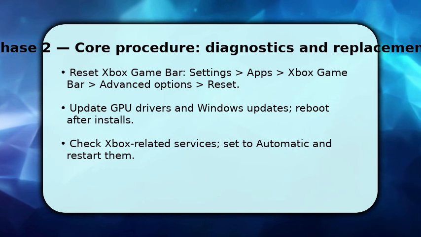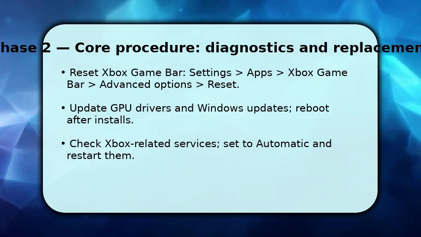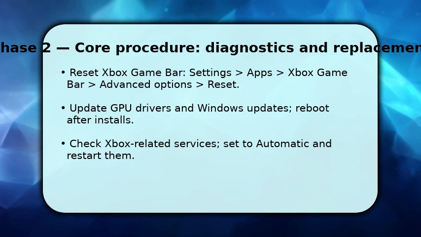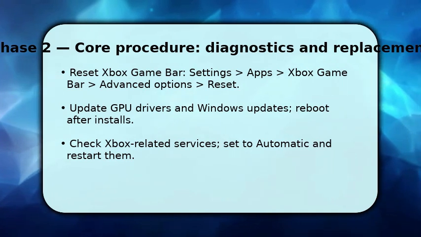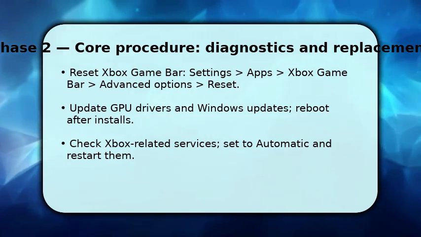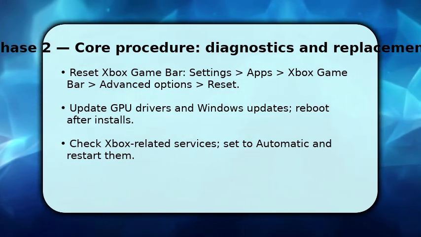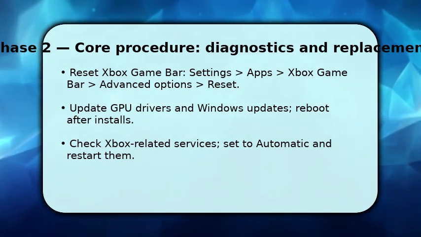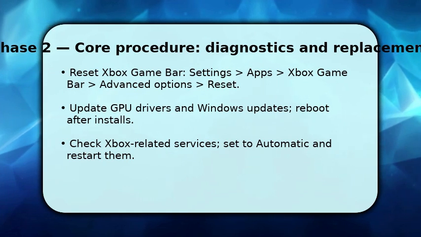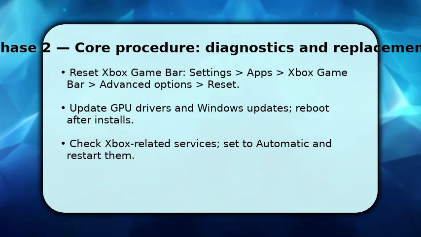Then update GPU drivers and run Windows Update because input capture relies on up-to-date drivers. Also open services, locate Xbox services and related background processes, set them to automatic and restart them. These steps fix permission and driver timing problems that make the bar crash or stop responding.